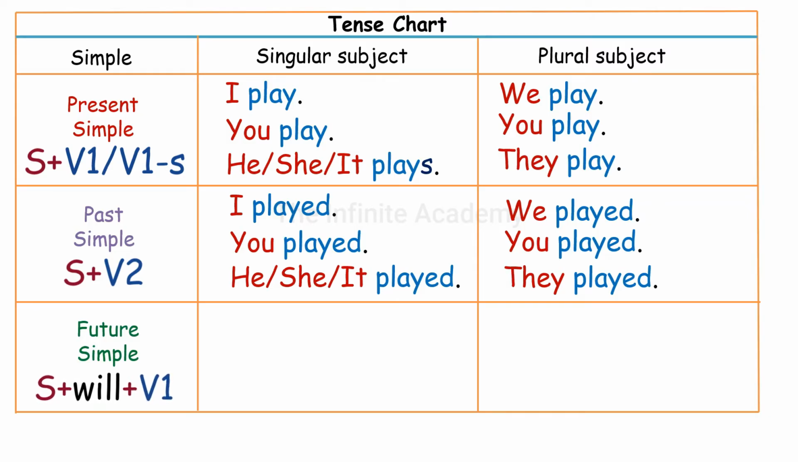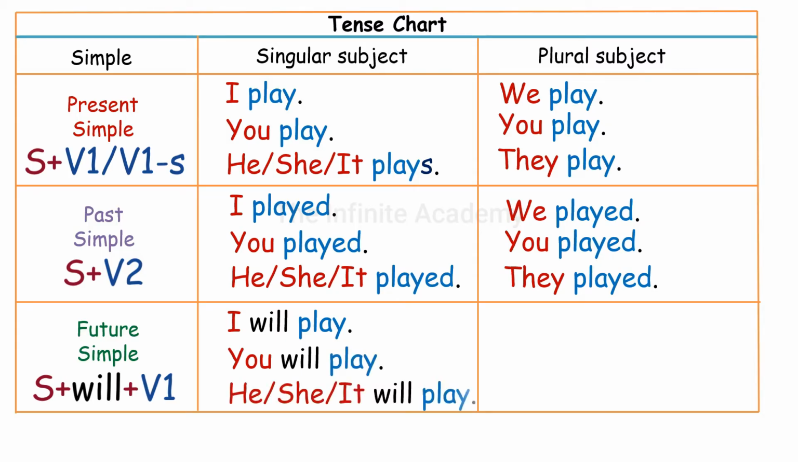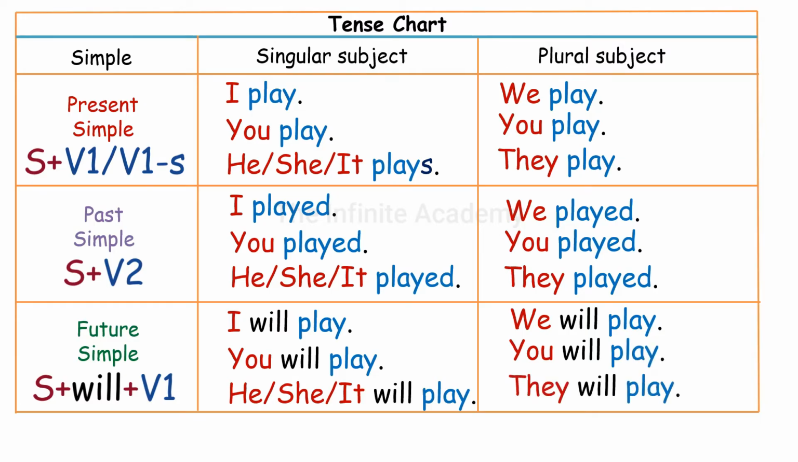Sentences in future simple. Rule is subject plus will plus verb in its base form. I will play. You will play. He, she or it will play. We will play. You will play. They will play.